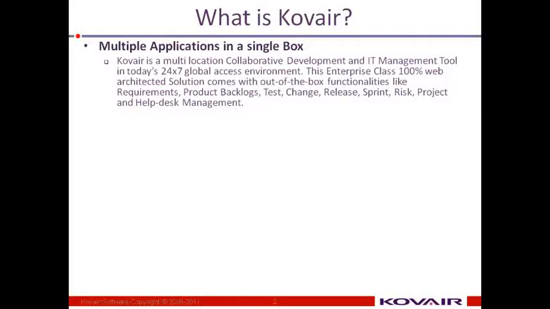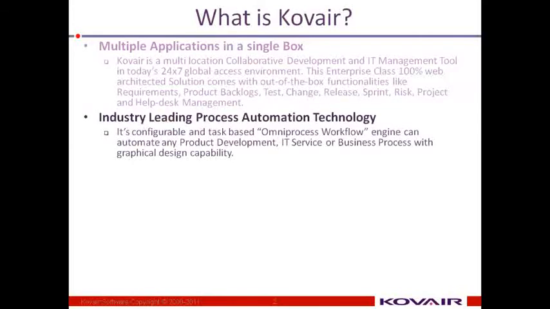The other thing is that it's an industry-leading process automation technology. By that we mean it has a very powerful workflow engine, what we call the omni-process workflow. For example, out of the box, we supply a number of process models and process workflows that you can use for things like sprints and so forth. But needless to say, you can customize it for your own benefit. In fact, you can even create your own processes. So it's a very powerful process flow engine.